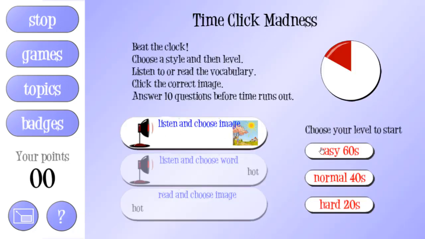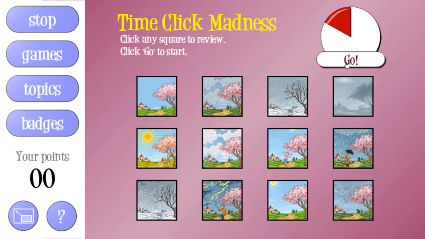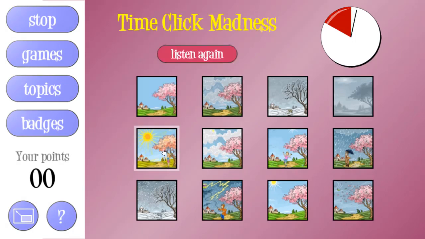Easy. Hot, raining, cloudy. Hot, sunny, raining, windy, perfect, sunny, windy.